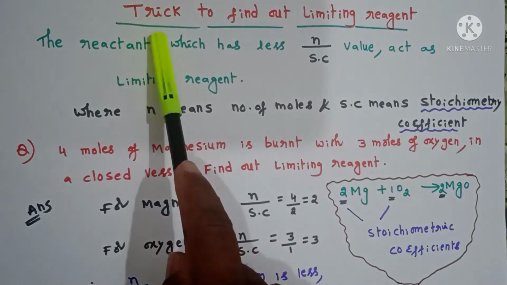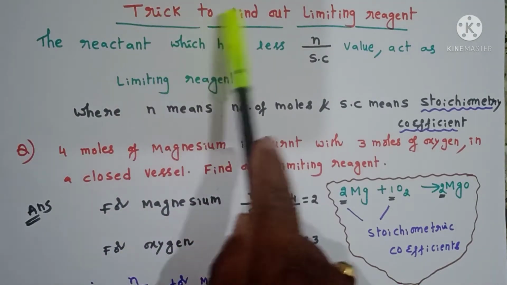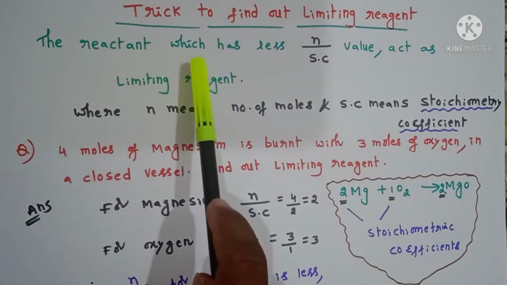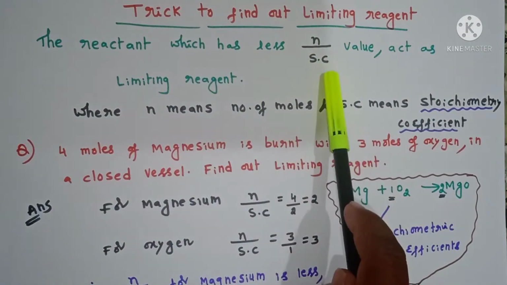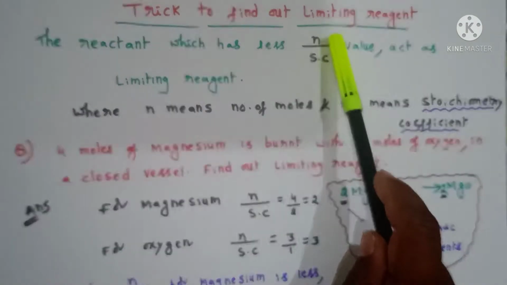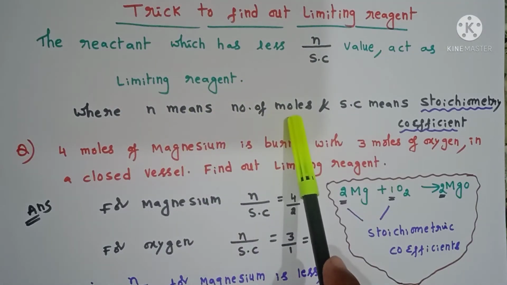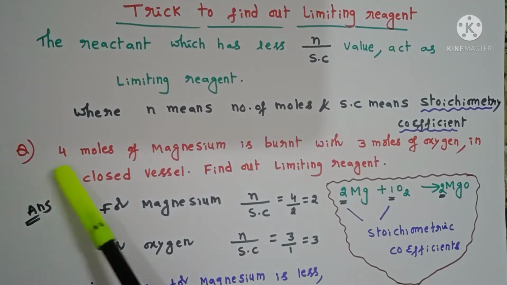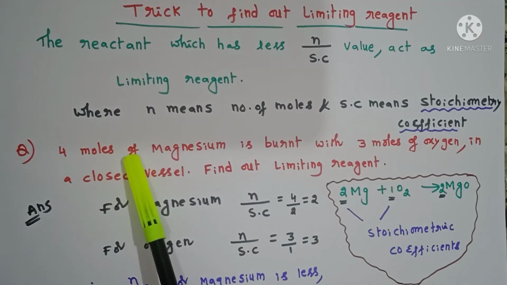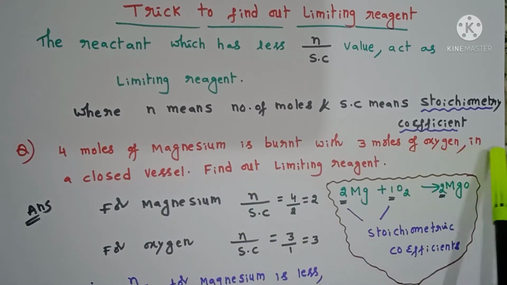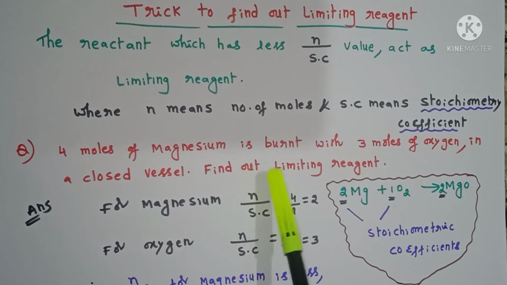Students, next I am going to tell about the trick to find out the limiting reagent. See, the reactant which has the less N by Sc value acts as the limiting reagent. Here N means number of moles, Sc means stoichiometric coefficient. For example, in a given problem, 4 moles of magnesium is burned with 3 moles of oxygen in a closed vessel. Find out the limiting reagent.